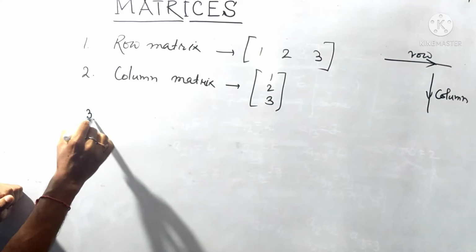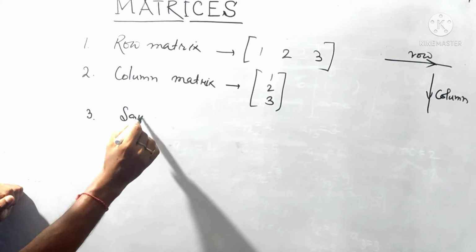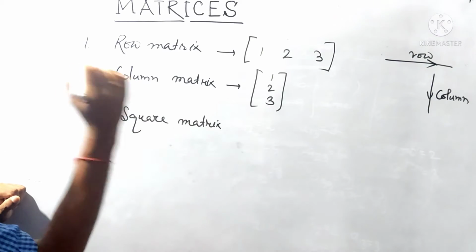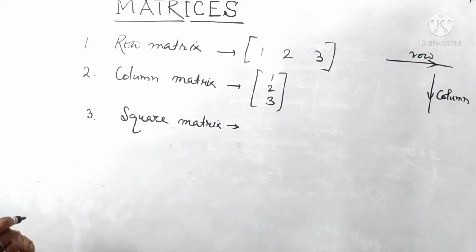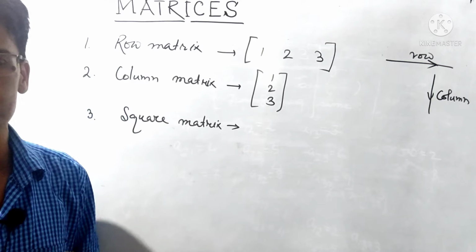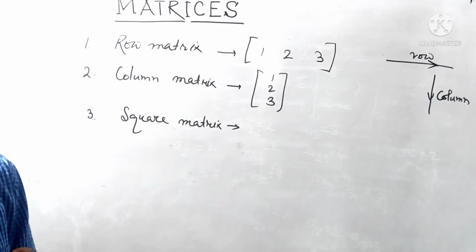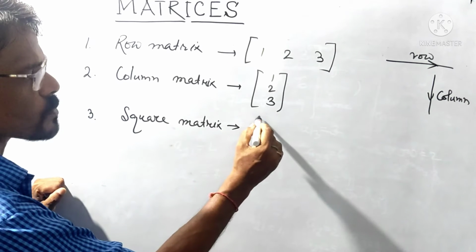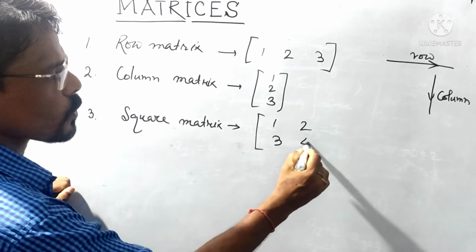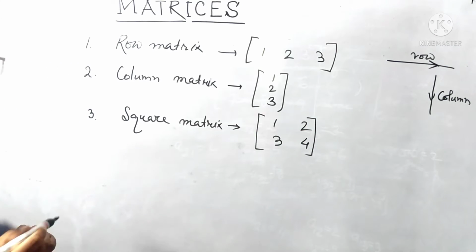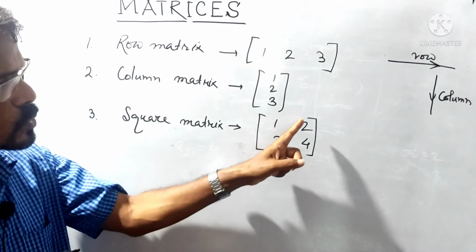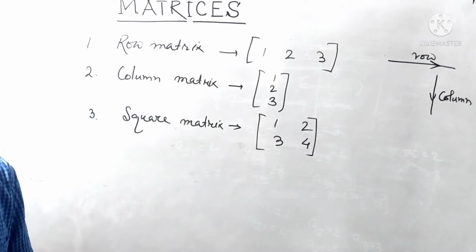Number 3, square matrix. So what is called a square matrix? Square matrix means if the number of rows and columns are equal, that is called a square matrix. Like suppose it is 1, 2, 3, 4. This is called a square matrix because in this matrix there are 2 rows and 2 columns.